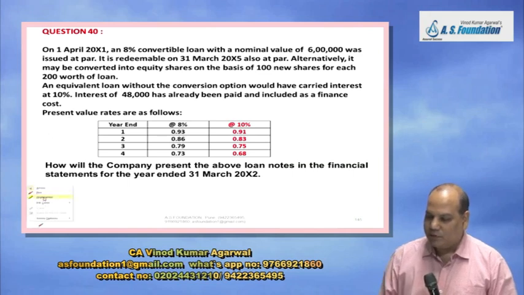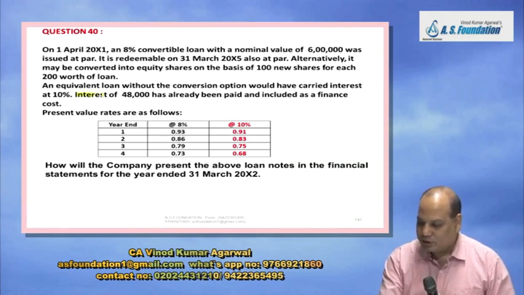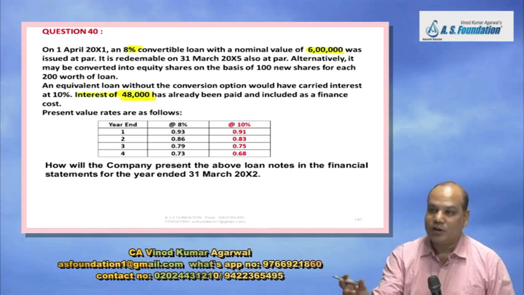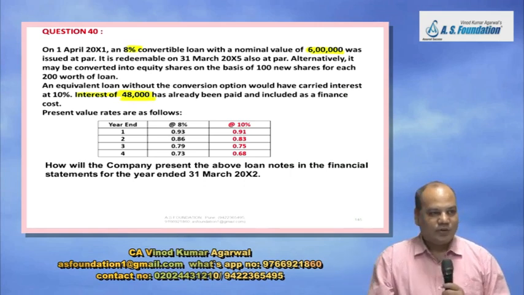But we will apply the effective interest rate method. This is the coupon he has paid, 8% of 6 lakh. But if you apply the effective rate, your answer can be different. Then in that case, you have to pass one rectification entry for the difference amount.